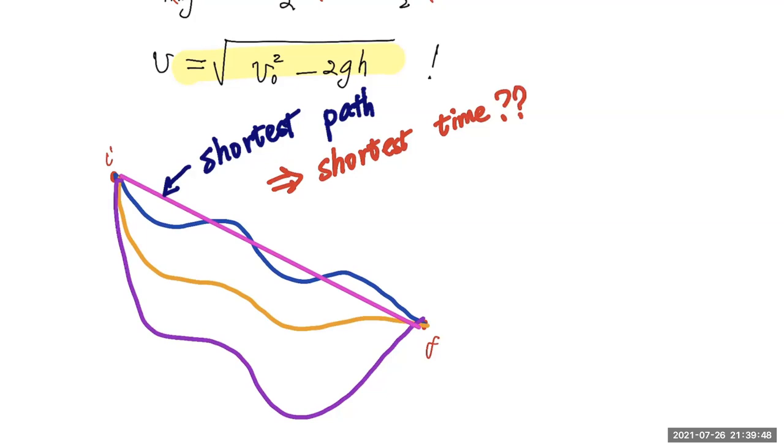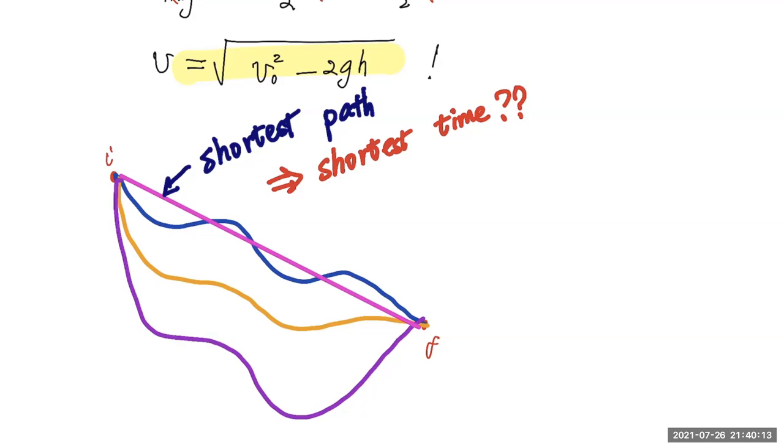Because look, if you have an arbitrary path, not a straight line, like this one, then clearly it's not uniformly accelerated motion anymore, because you have a variable normal force, as long as it's not a straight line connecting initial to final. A variable normal force gives you variable acceleration. Therefore, you cannot calculate the average speed as initial plus final over 2.